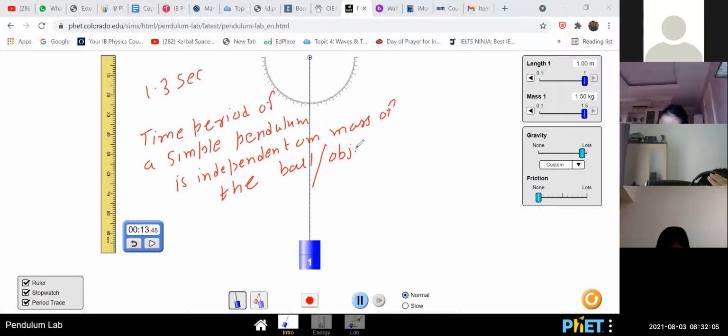Even if you hold the wire and start oscillating by yourself, you will find the same time period. If you ask your father to just hold this wire and swing, in that case also the time period is going to be the same, because it doesn't depend on the mass.